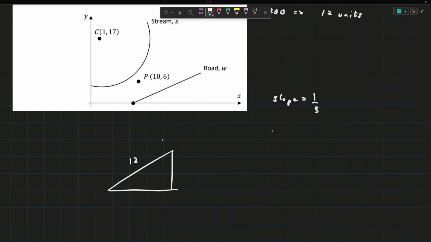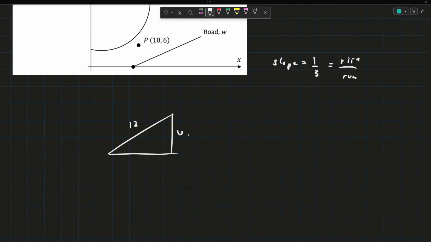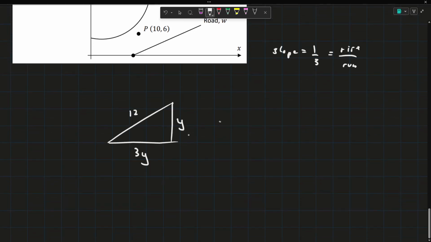So that means basically that the x value is increasing 3 times quicker than the y value, because basically the slope is like the rise over the run, or the change in y over the change in x. So that means if this changes by 1, this changes by 3. If this changes by 2, this changes by 6, because the ratio always has to be a third. So whatever the y value changes by, the x value will have to change by 3y. So that's kind of how we can set up our triangle, and then we can use Pythagoras' theorem.